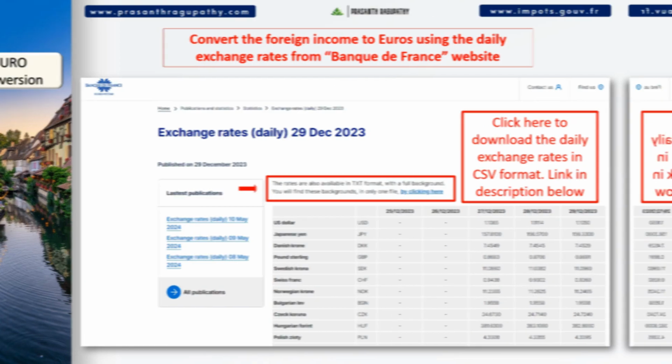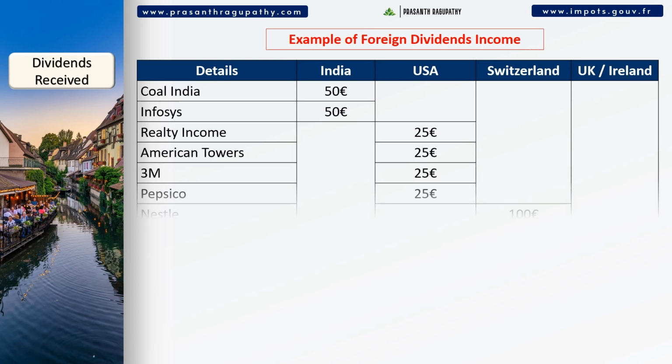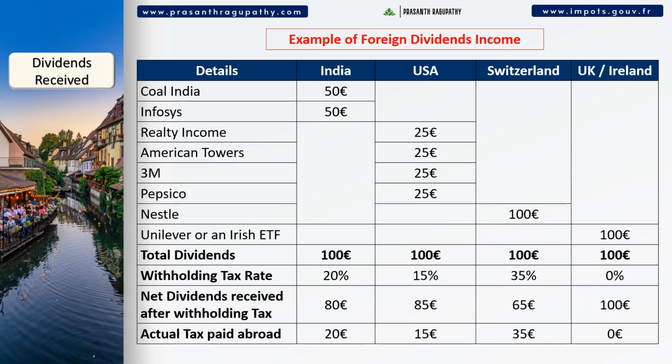Then log into your brokerage accounts and download the tax statement for last year. Organize the dividends per country and calculate the total dividends earned from each country. Then, calculate the net dividends and the tax withheld in each country. Brokerages based in France give ready-made statements with all the information.